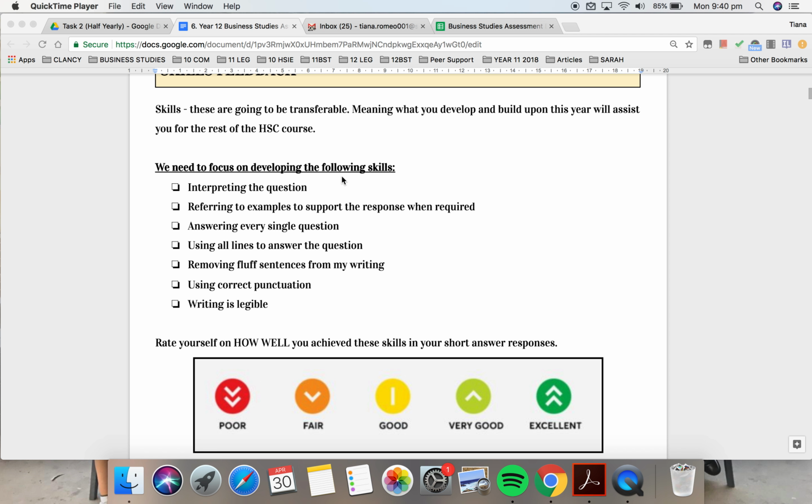And the last thing is to make sure that your writing is legible. Okay, you need to ensure that the marker can read what you are writing. Otherwise, it's really difficult to give you marks.